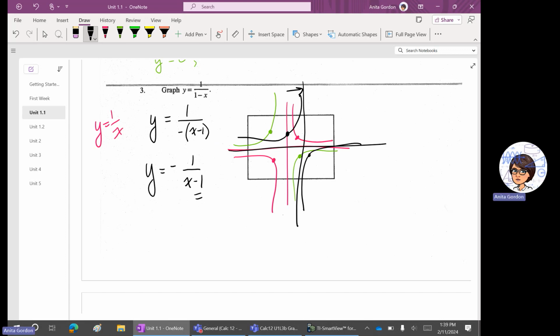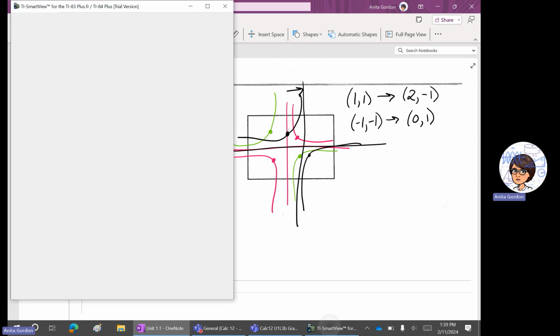So in this case, because I know where my key points are, my key point from 1, 1 is now, let's see, that one got flipped upside down and moved over. So that is at 2, negative 1. And my key point, negative 1, negative 1, got flipped up and moved over. So they are at 0, positive 1. Okay, so pretty small numbers here that we're dealing with.